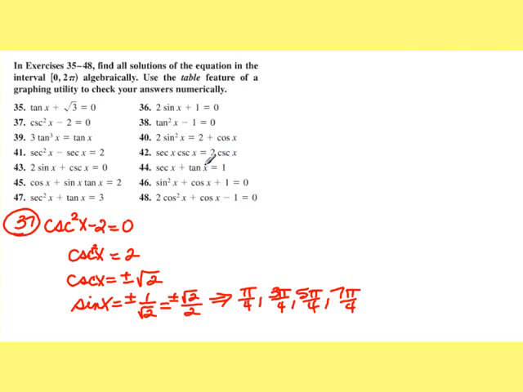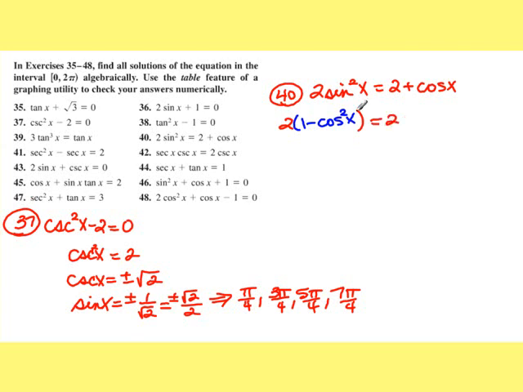Now let's look at some that are a little bit different. Number 40, for instance, has 2 sine squared x is equal to 2 plus cosine x. Well, when you have a sine and cosine, your goal is to try to get just one trig function there. So we're going to have to go back to using some of our fundamental identities. We know that sine squared is equivalent to 1 minus cosine squared. So in place of sine squared, we can put 1 minus cosine squared x.